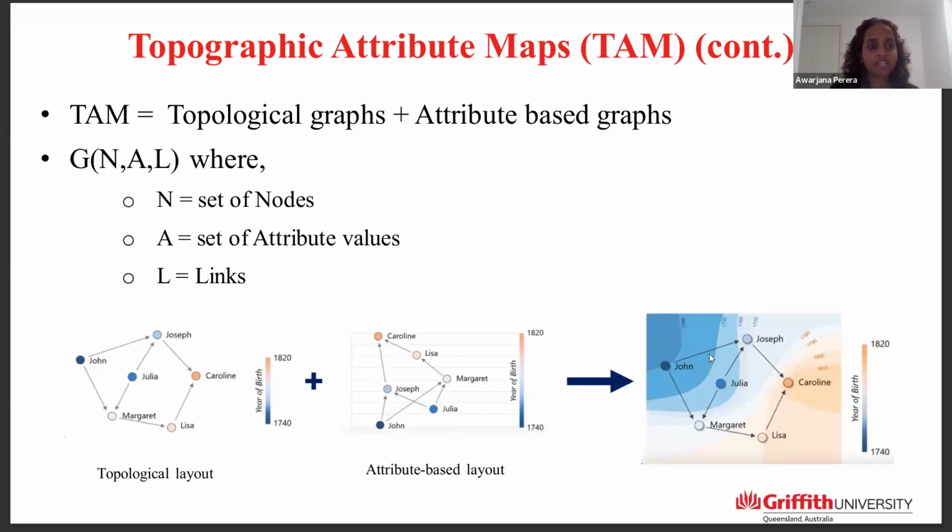So TAM is a combination of these two types of graphs. So if we look at this picture below, the third picture shows the same graph drawn in a TAM format. So we can clearly see that it has focused on the layout, and also it has focused on highlighting the values of separate nodes. So the TAM graph is a combination of a set of nodes, a set of links, and a set of attribute values for each node.